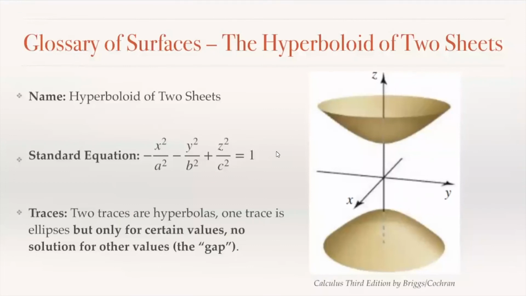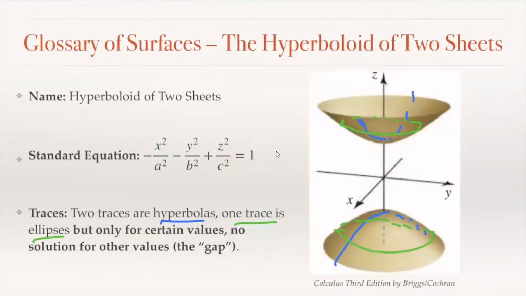So here, two traces are hyperbolas. So for example, that there in blue is one of the hyperbola traces. And one trace is an ellipse, namely that's an ellipse or that's an ellipse, but only for certain values of z. So this is the example that we recently did.